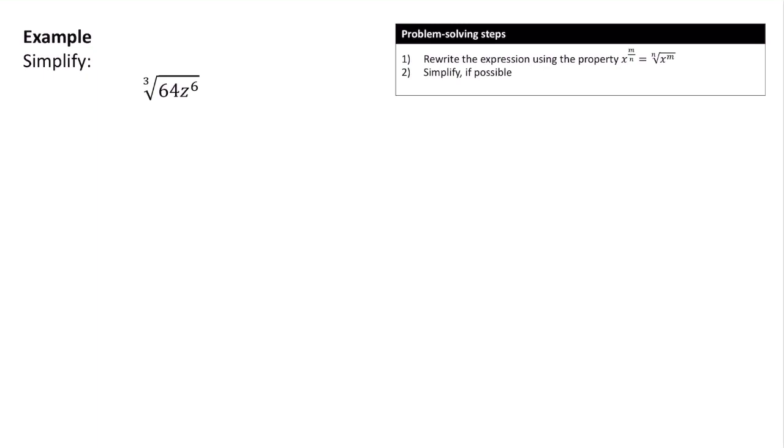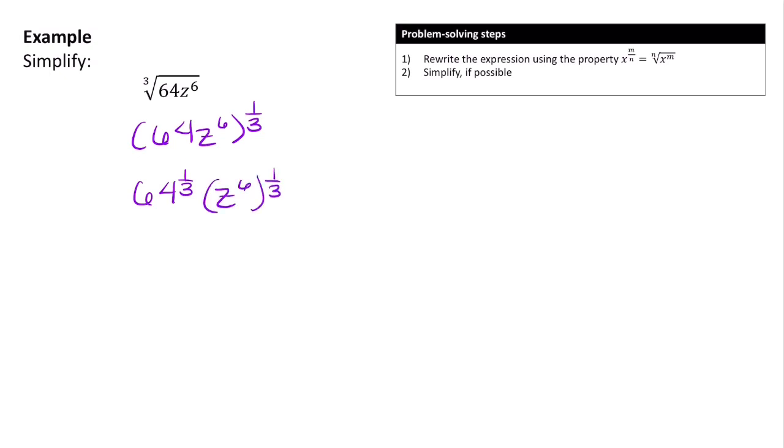So let's try now this example. I know we did problems like this when we were talking about nth roots, but I just want to show you how it can be easier to simplify using rational exponents. So for example, we can rewrite this as 64 z to the 6th, to the 1/3 power. Okay, so now both of these terms are going to be raised to the 1/3 power. So I have 64 to the 1/3 and z to the 6th to the 1/3.